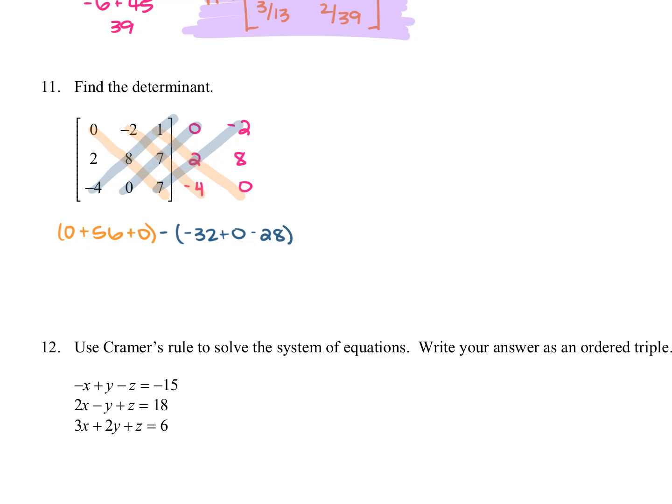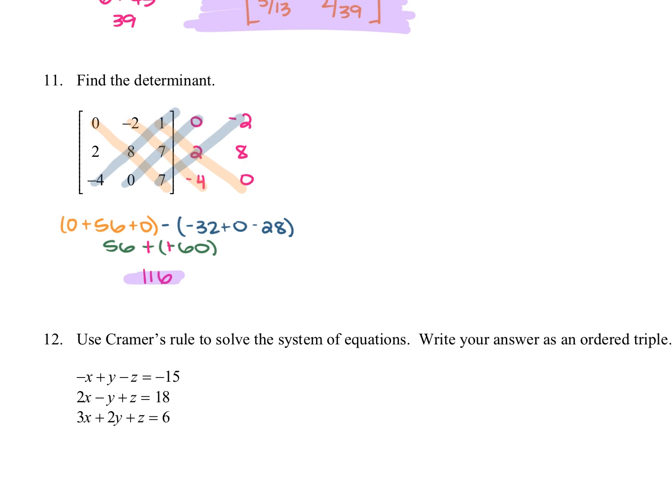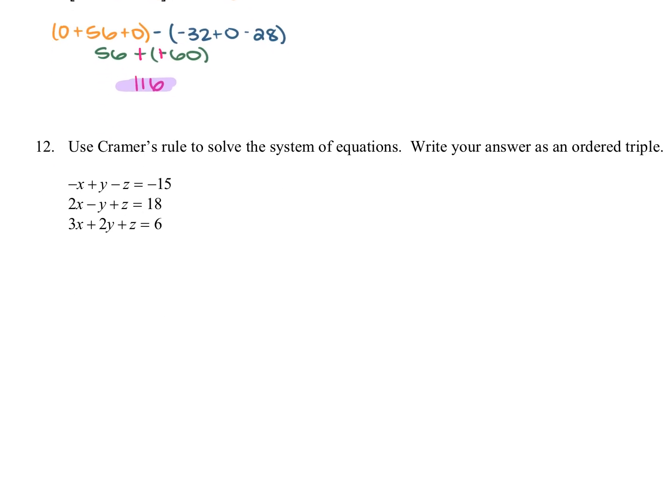You're going to combine this and then subtract. So you're going to have 56 minus your negative 32 minus 28 is going to give you negative 60. You're going to add these and you'll have 116.